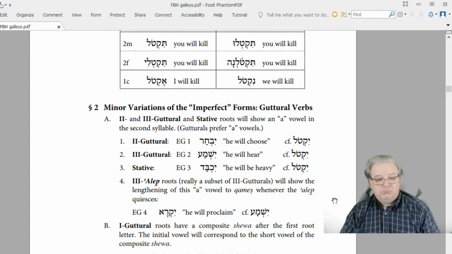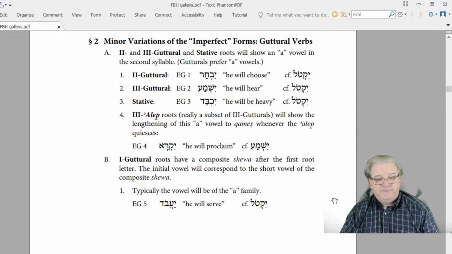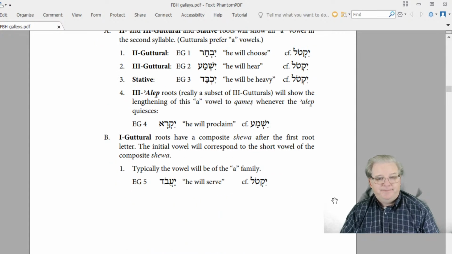Statives. 3 there. They add an A vowel too. Don't worry about it. Third aleph roots, really a subset of third gutturals, will show the lengthening of this A vowel to comets because the aleph is in general going to quiesce. The effervescing elephant with tiny eyes and great big feet.